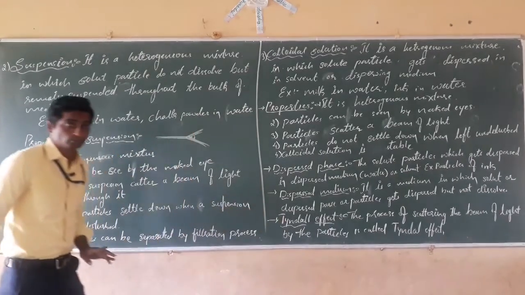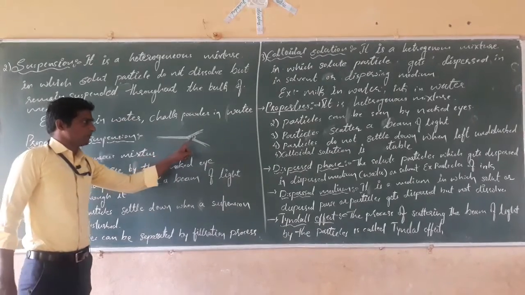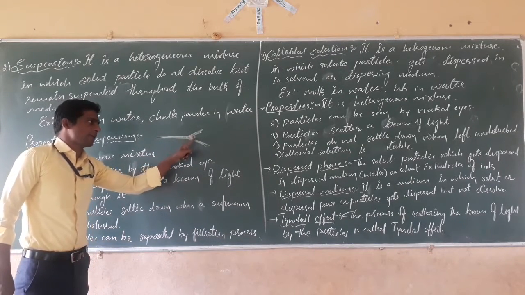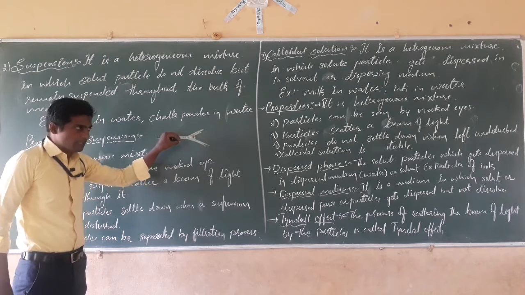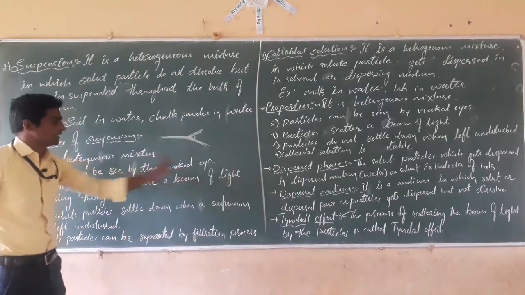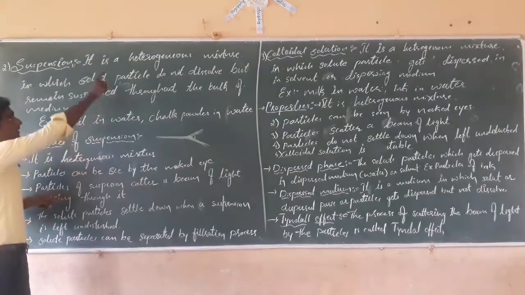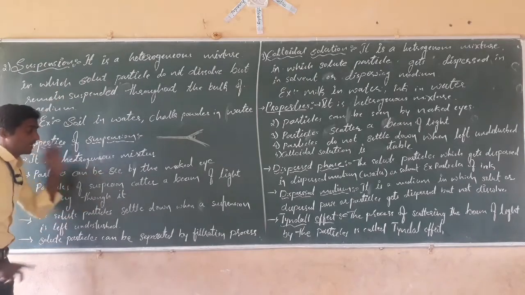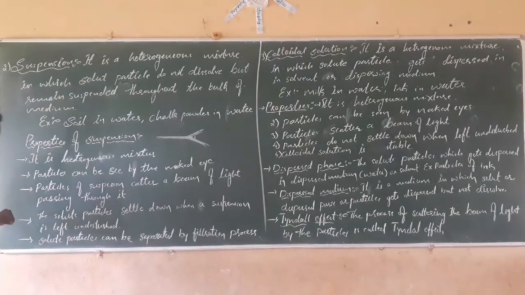Later we will study this. When a beam of light passes through a medium or a solution and strikes a particle, the beam of light will scatter. That scattering of the ray of light is called the Tyndall effect. But here, see what happens, dear students. The particles of suspension scatter the beam of light.